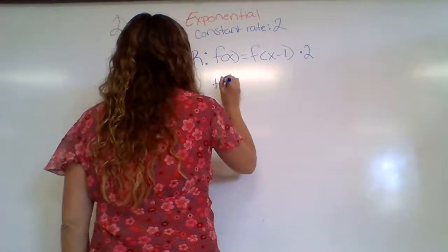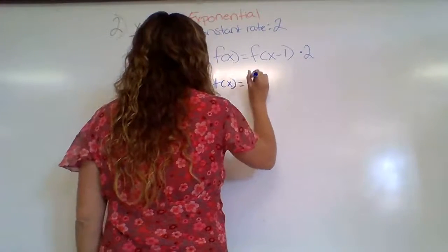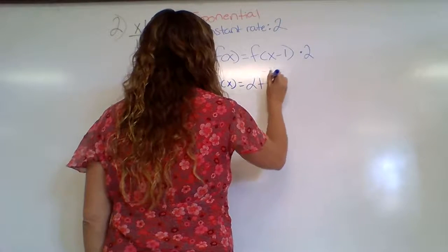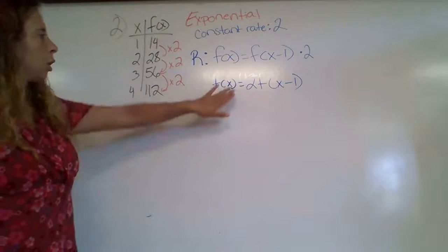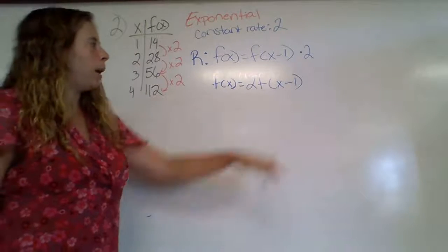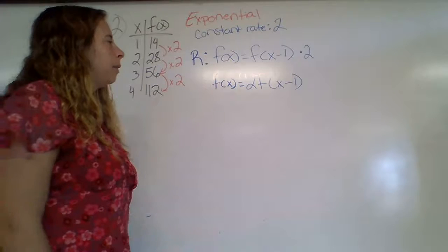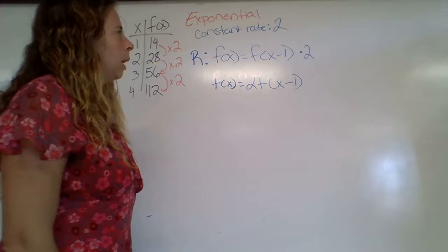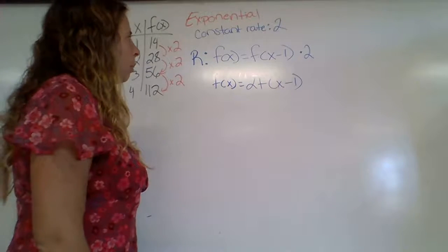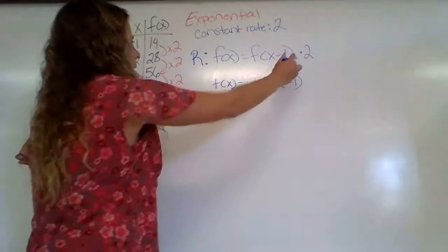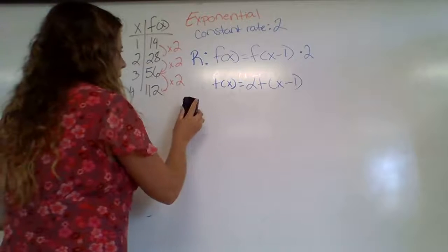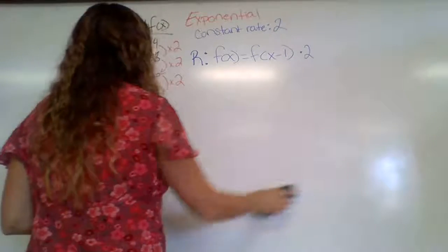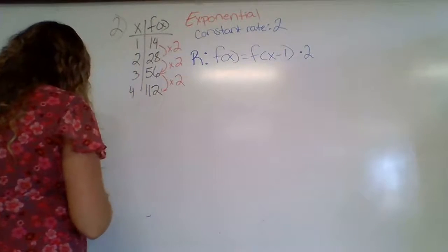You could write it at the front, 2 times f of x minus 1, or you can write it like that. Either one. You'll see it both ways. I like that way, but it doesn't matter. They mean the same thing. So that's your recursive equation. Either one. Okay, explicit.